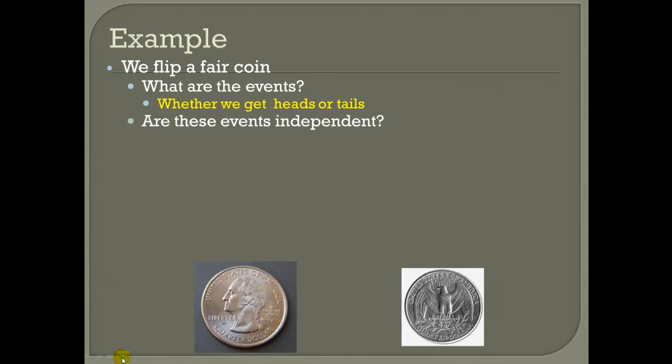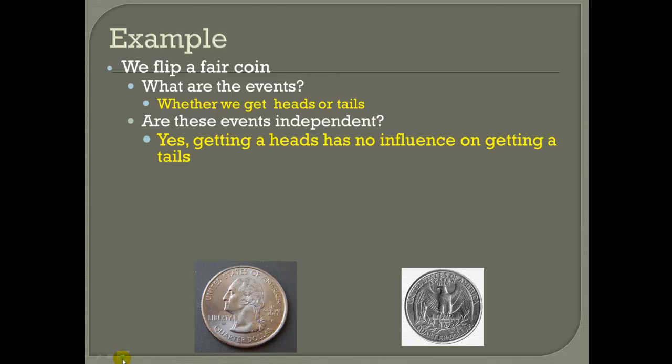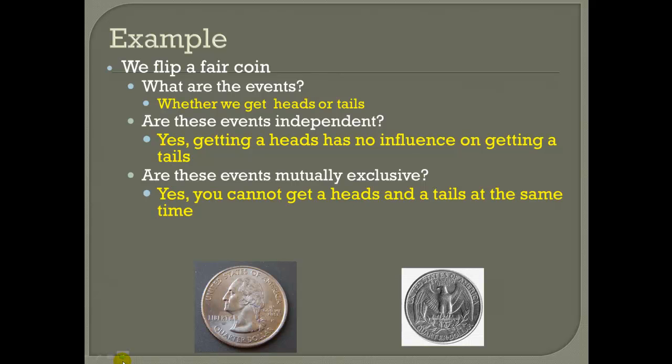You can ask, are these events independent? Try to answer that yourself first. Yes, these are, because obviously you can't flip a coin and get heads and tails at the same time. So they would be considered independent. They're not dependent on each other. Are these events mutually exclusive? Once again, that's the case because you can't have heads and tails at the same time. Going back to independent again, flipping heads doesn't influence whether you flip tails, or if you did multiple flips, it still wouldn't have any influence on it.